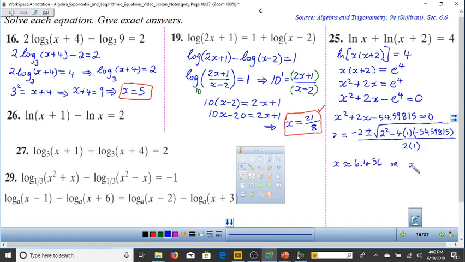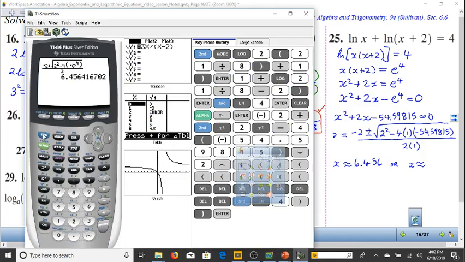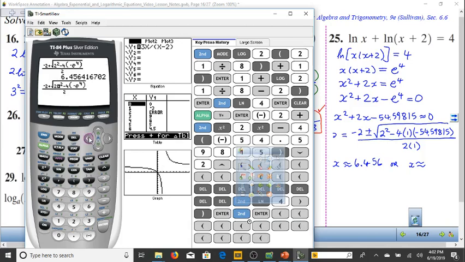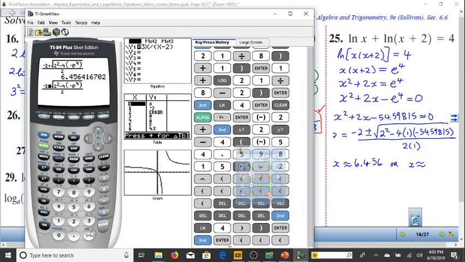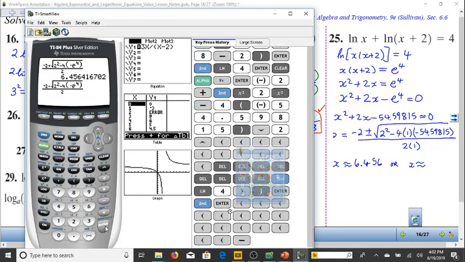Or x is approximately equal to, and let's see what happens if we change that plus to a minus. So I'm going to go back to my same expression here, but instead of doing a plus, I'm going to do a minus. And then that gives me negative 8.456.